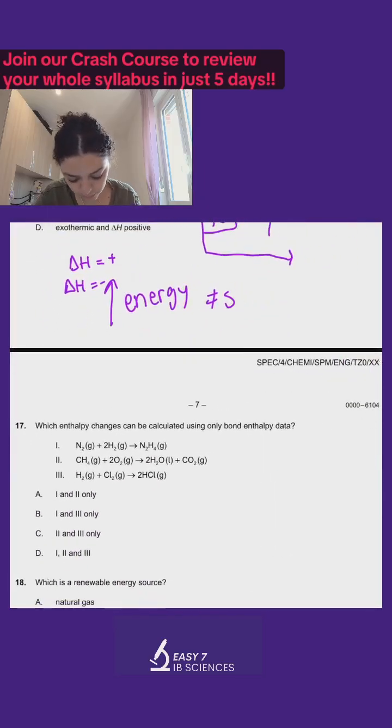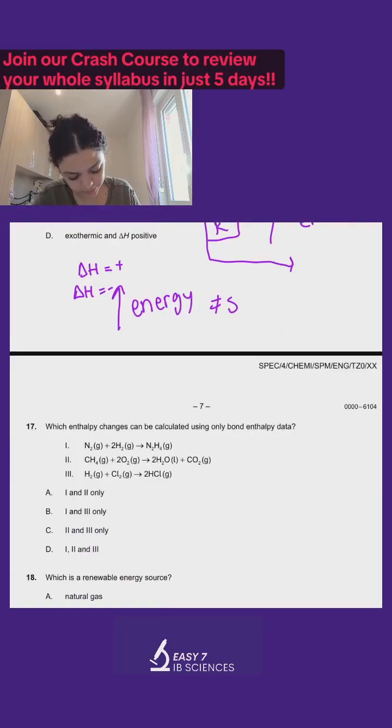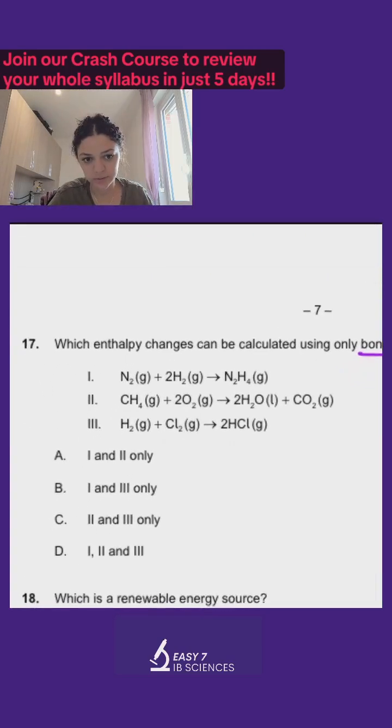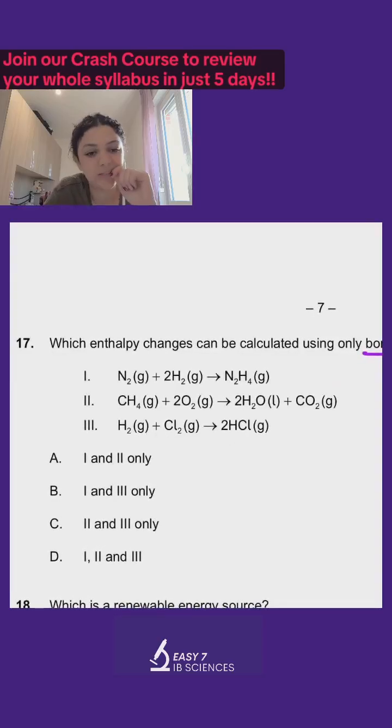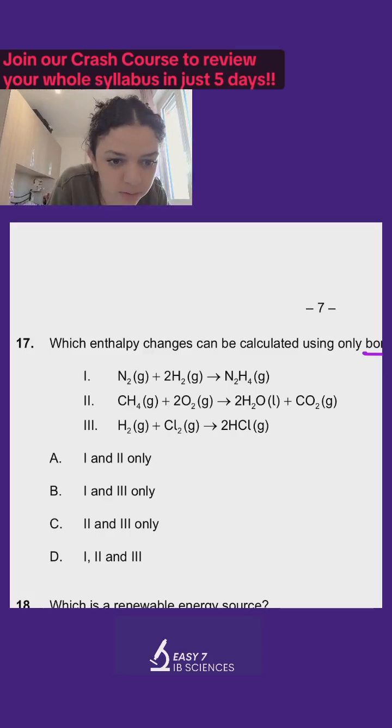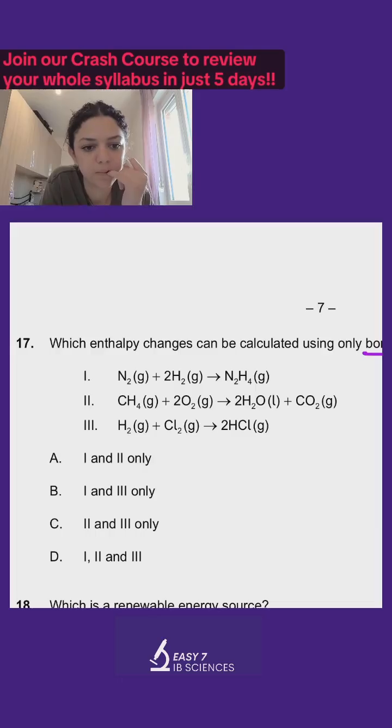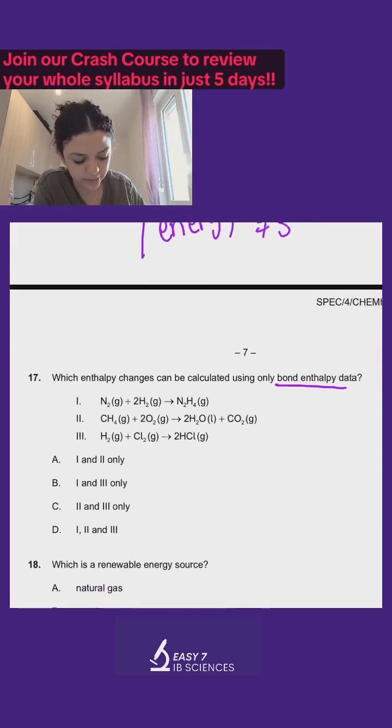Okay, which enthalpy changes can be calculated using the bond enthalpy data? Let me know what you're thinking for this one. So bond enthalpy data, I'm going to zoom in. Hopefully you got the question. Okay, I'm getting a D. Careful when you say D. Is this SL or HL? It's SL. But if you're HL, you can also answer these questions. I'm going to scroll upwards. I think I've answered all the questions. B, good. Can you zoom out? Of course I can.